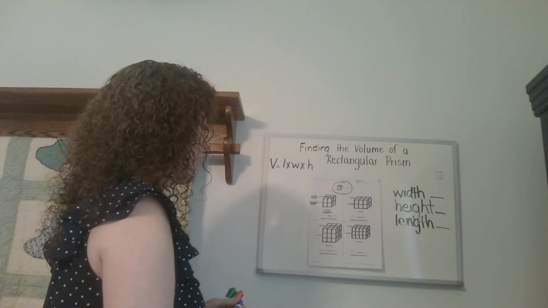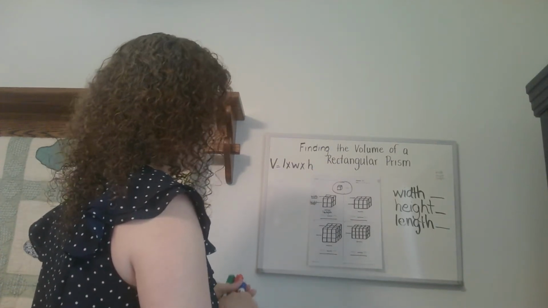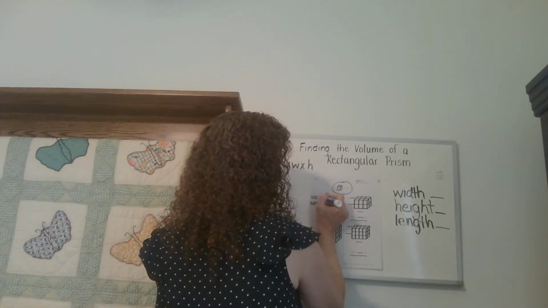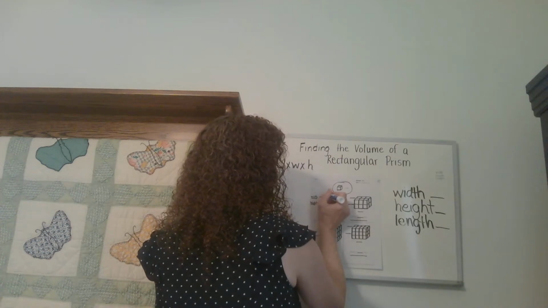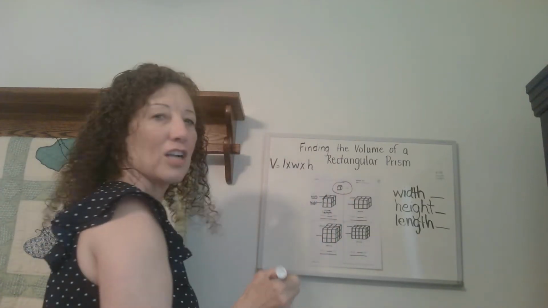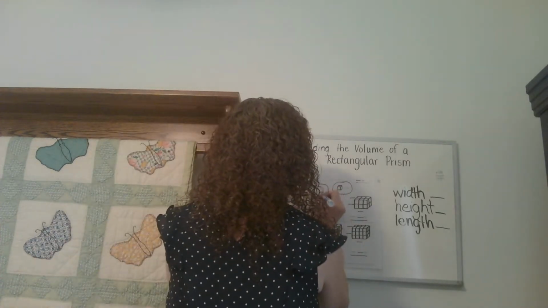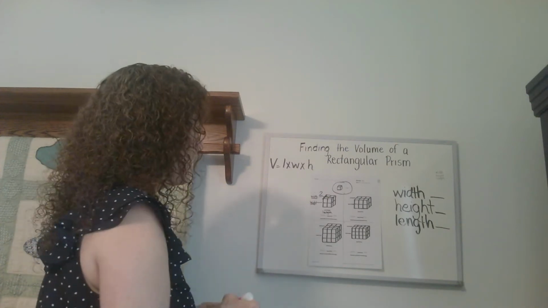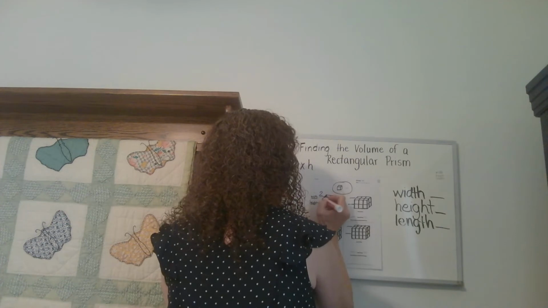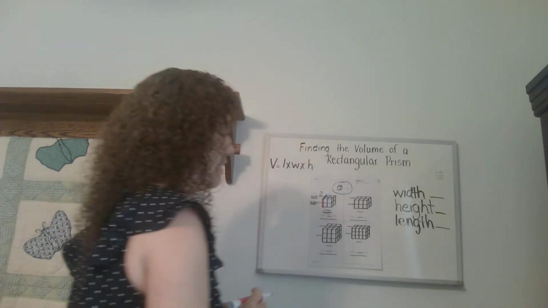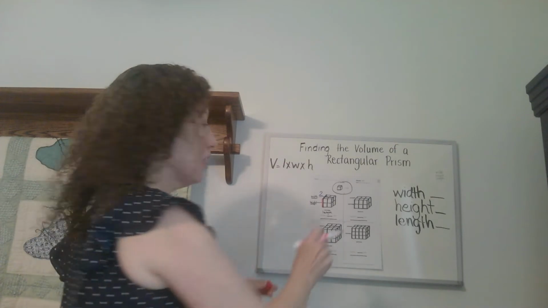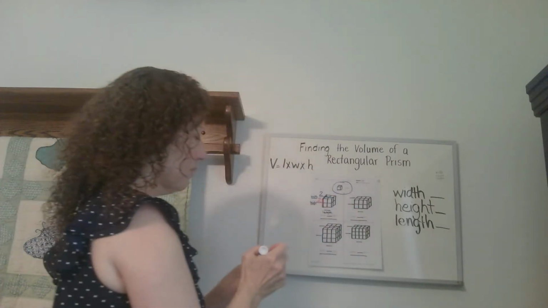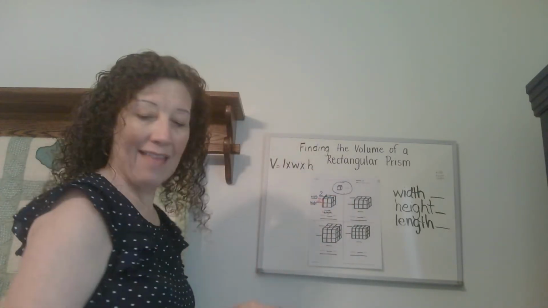So to find the first thing, we're going to do the width. And we're going to count how many cubes there are. So we're going to start at this corner right here. And we're going to count the width. And there are 2 cubes there. We're going to put 2 in the line for width. Alright? Then we're going to look at the height and trace the height, or how tall that is. And that is also how many cubes? 1, 2. Count your cubes with me. So there's 2 cubes there. Now we're going to look at the length.